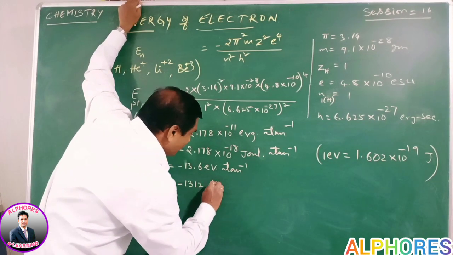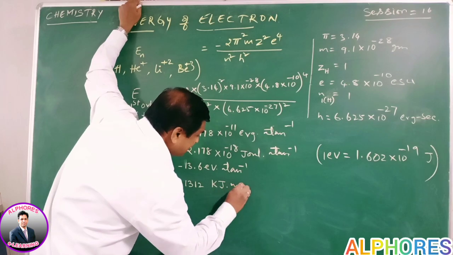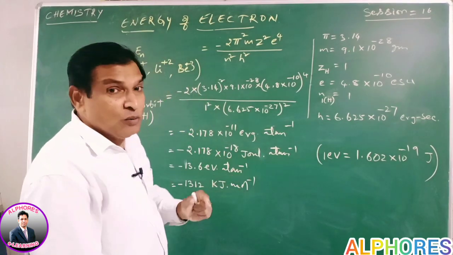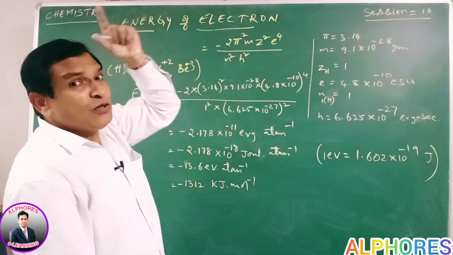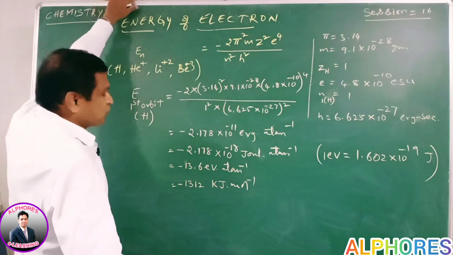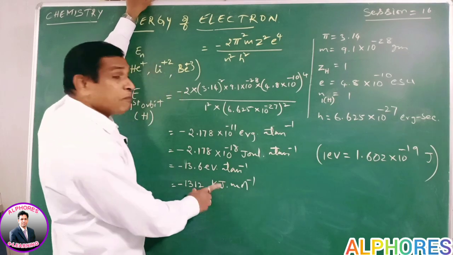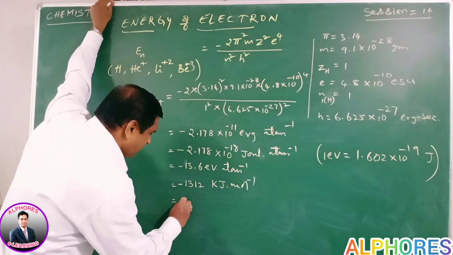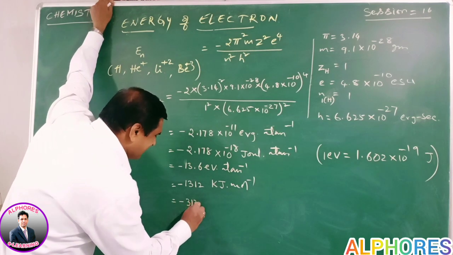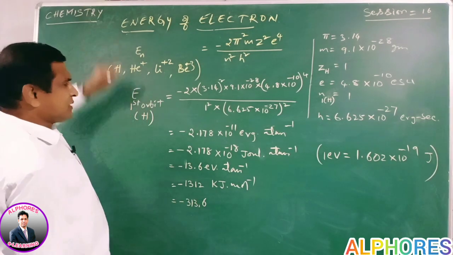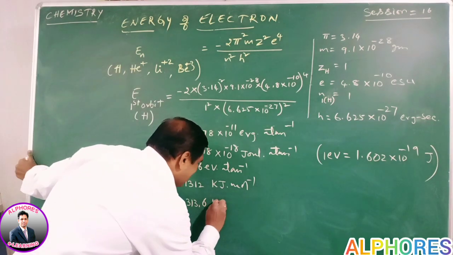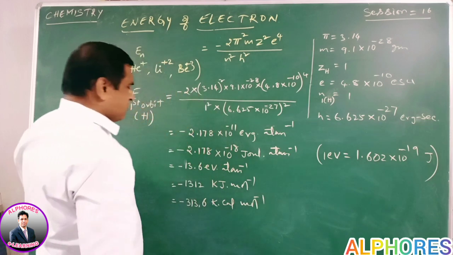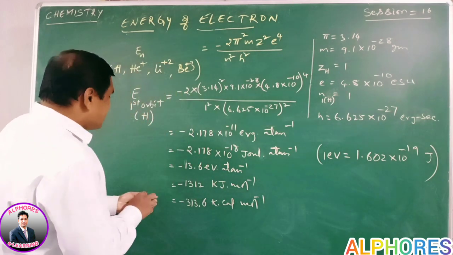that is equals to minus 1312 kilojoule per mole. Now it is per mole, remember it was per atom, joule per atom, now it is joule per mole. Per mole means what? Per Avogadro number of hydrogen atoms. This is the energy calculated per Avogadro number of hydrogen atoms. So next, that is equals to minus 13.6 kilocalorie per mole, okay.